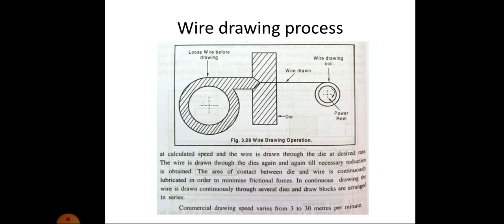In continuous drawing, the wire is drawn continuously through several dies and draw blocks are arranged in series. Commercial drawing speed varies from 3 to 30 meters per minute. In the diagram itself, you can see a continuous drawing process where at first the workpiece is drawn to a smaller diameter, then another die will be there, which again reduces the diameter of the workpiece to another extent.